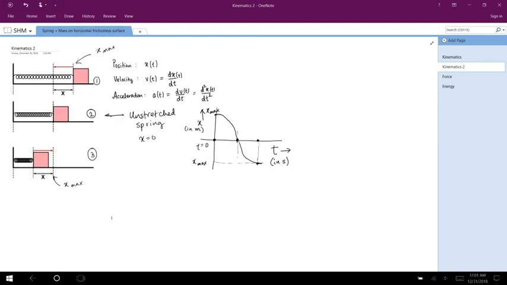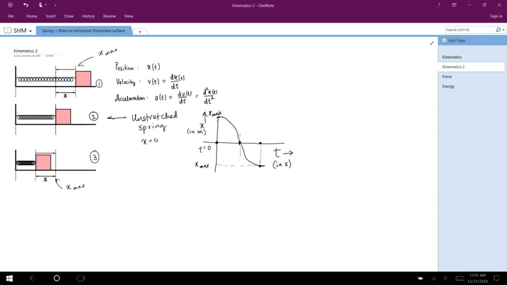In the displacement time plot, we can mark the three positions 1, 2, and 3 like this. This position is 1, that's 2, this one is 3. Okay, so that's the displacement versus time plot.